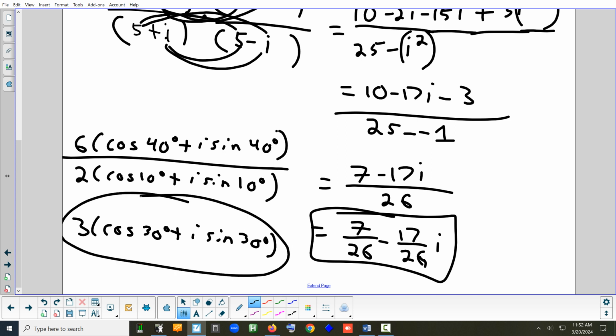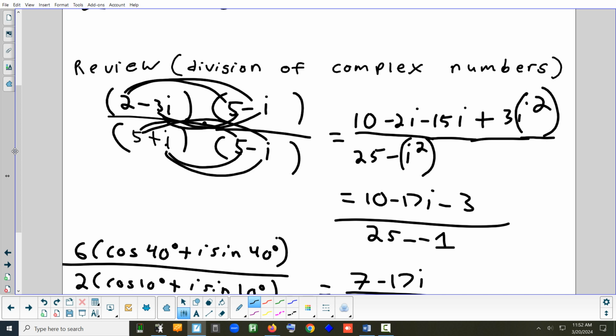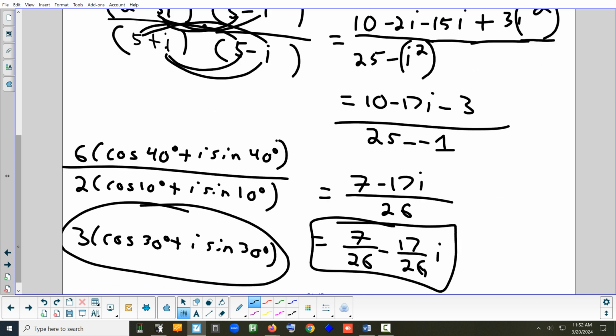What I just did right there took the place of having to do all that stuff. The problem with it is you have to understand trig form. If you don't know trig form, you can't do it this way. So what I'm trying to point out, it's a lot faster. 6 divided by 2 is 3. 40 minus 10 is 30. That's the final answer.